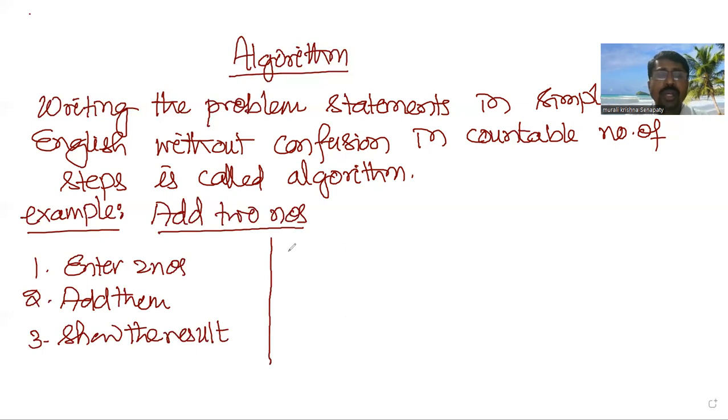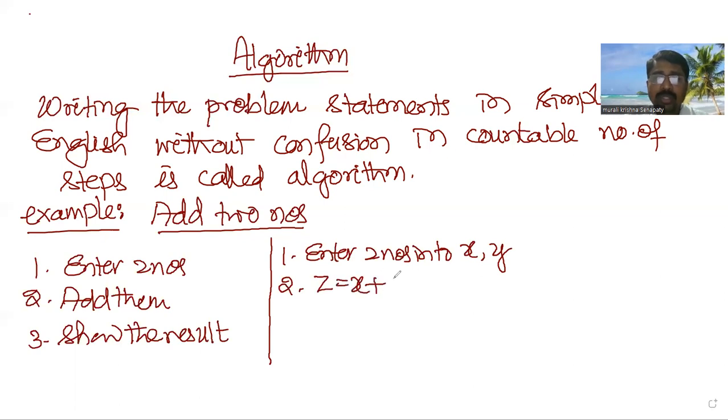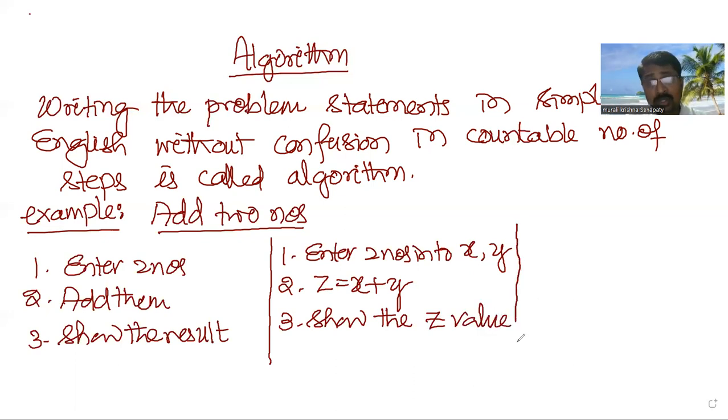Same thing we may write in another manner. Suppose the first line I will write: enter two numbers into x and y, x comma y. Then second line I'll write: z equal to x plus y. And third line I'll write: show the result, show the z value. This is another way I have written. So this is also an algorithm.